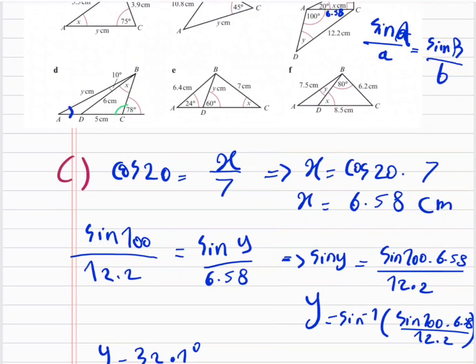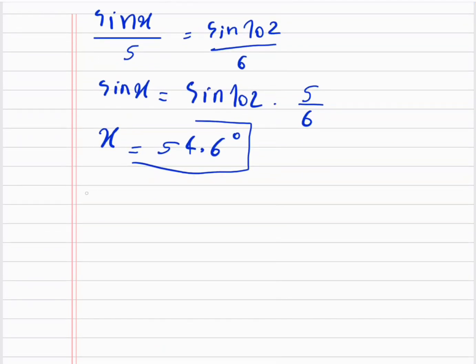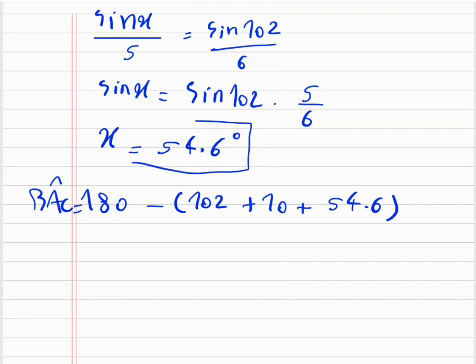As I said, we first begin by doing 10 plus x plus 102, and then we have 180 minus the answer of that. So that's the first step. By the way, that's angle BAC. So 180 minus 102 plus 10 plus x, which is 54.6. At this point, we just need to calculate this, and we get 13.4 degrees.